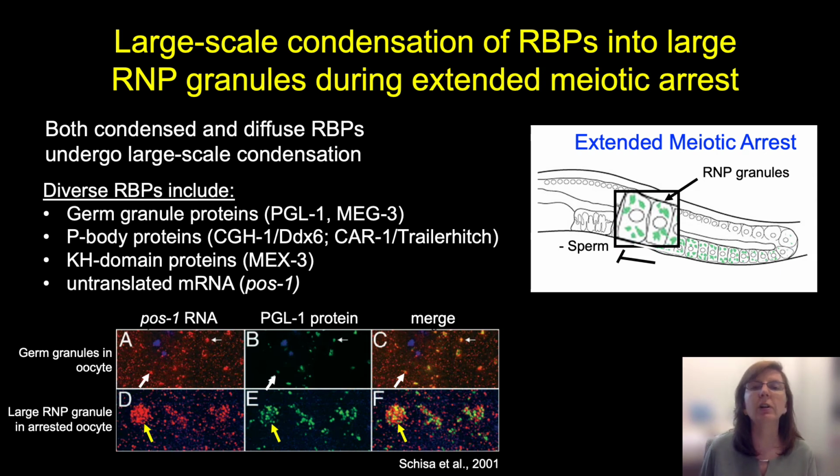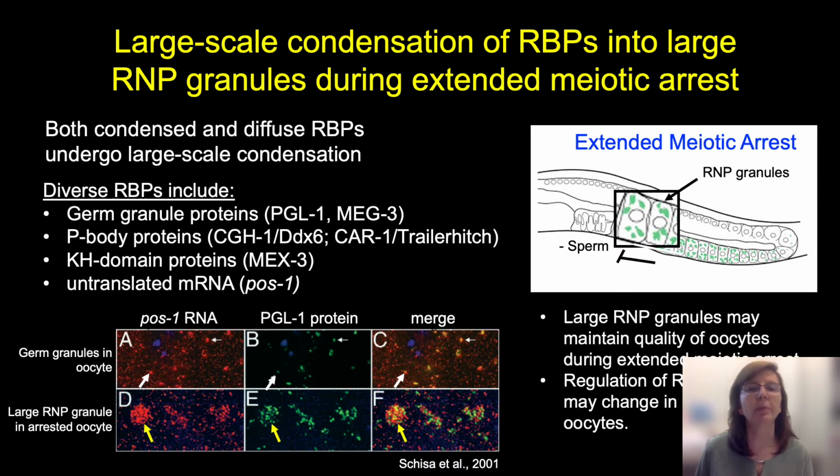You can see that these large RNP granules in the arrested oocytes, shown in the bottom row, are up to 20 times larger than the small granules indicated by the white arrows in the top row. In the top row, we're looking at germ granules in a diakinesis oocyte of a young worm, and they are very small. They are enriched for POS1 RNA and PGL1 protein, but relative to these much larger RNP granules of arrested oocytes, we can really see that scale and difference.